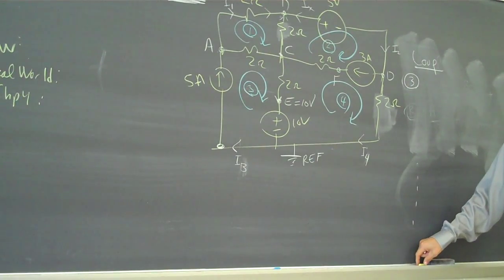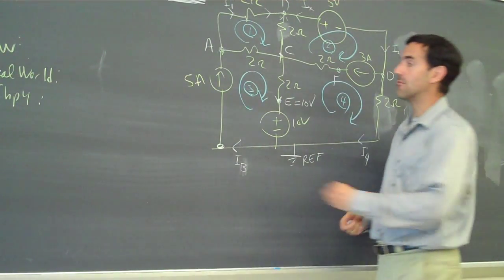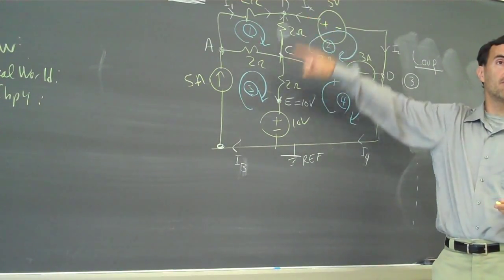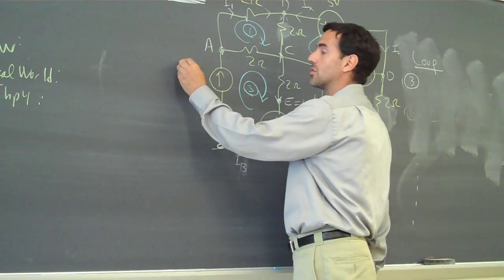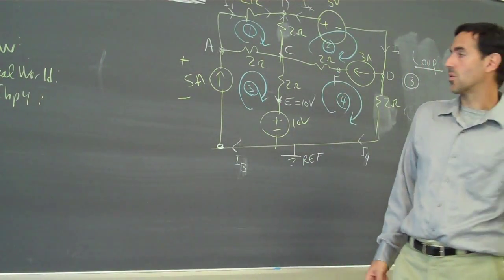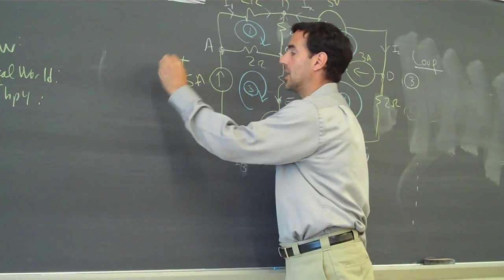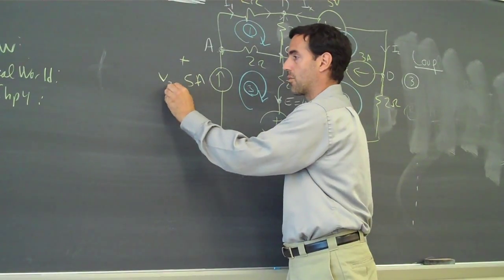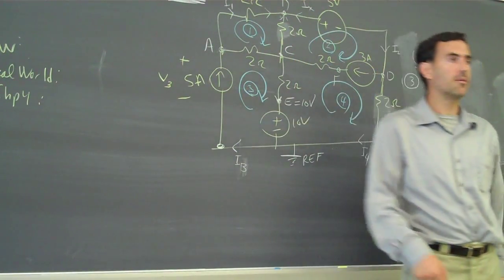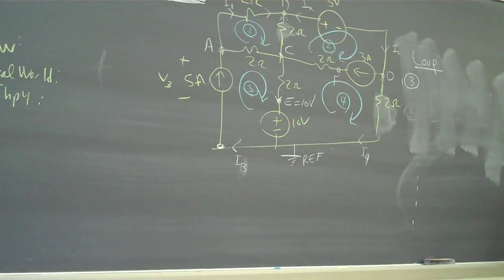The way out of this is to invent a voltage, just like earlier we invented the current Ix. Now I'm going to invent the voltage. The voltage dropped across that current source, let's call that V3. I picked V3 because it's around loop 3. And I labeled a plus and a minus side for V3.